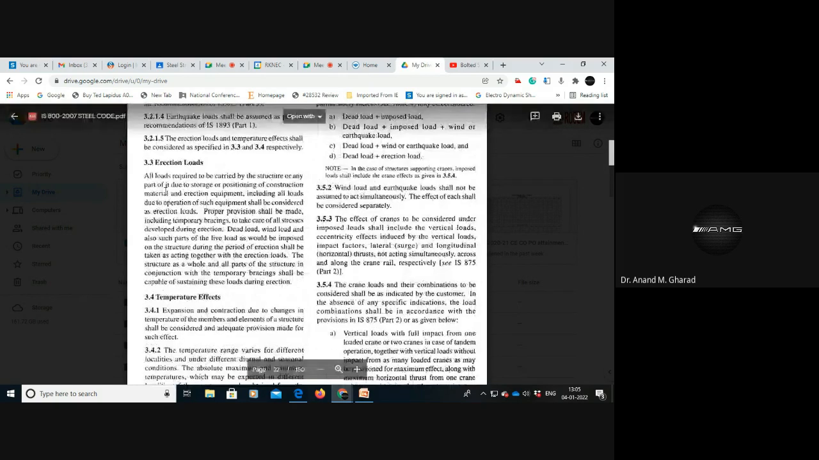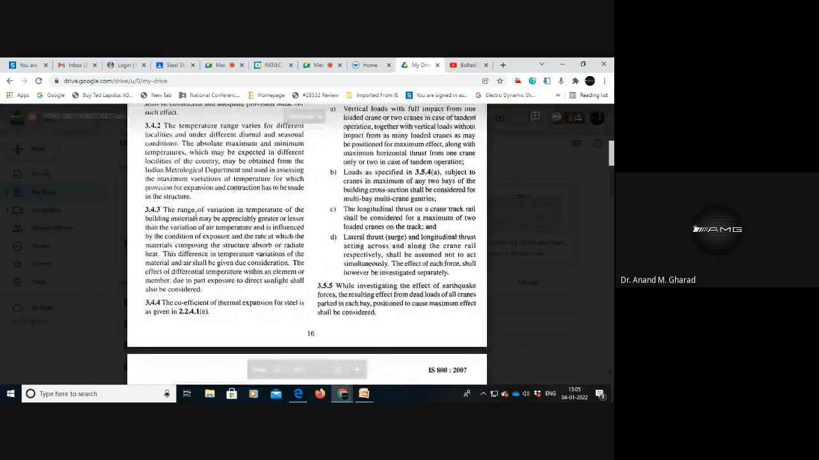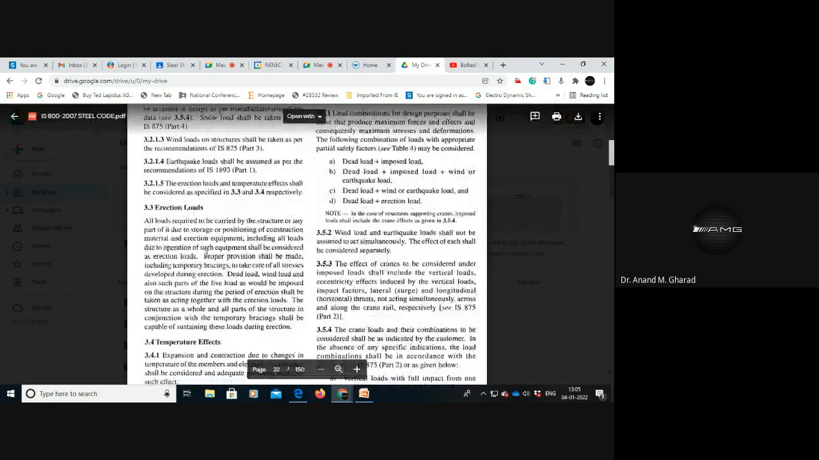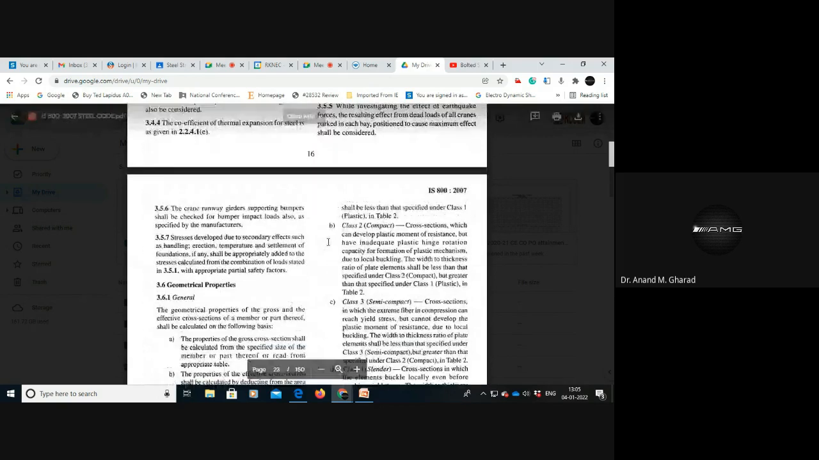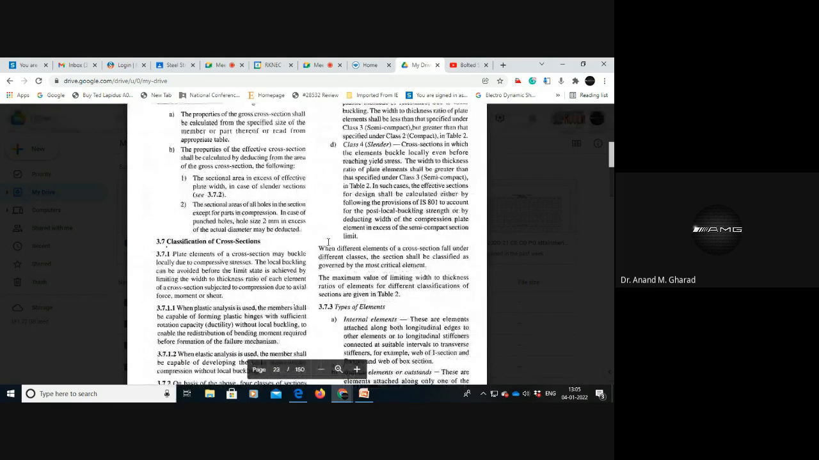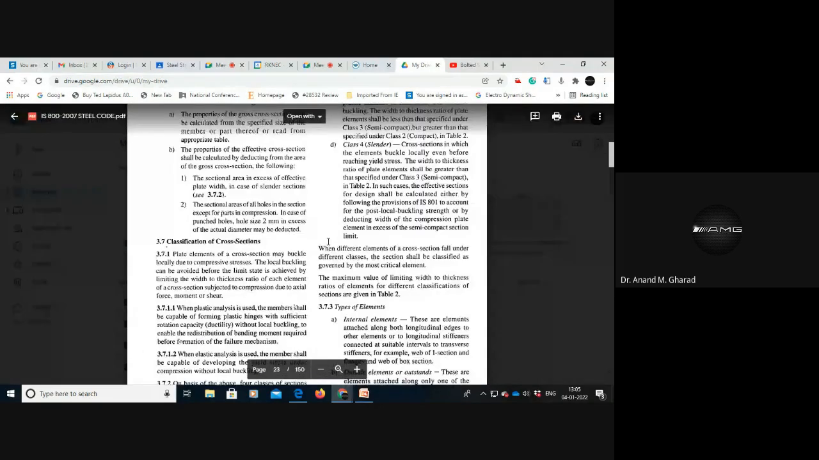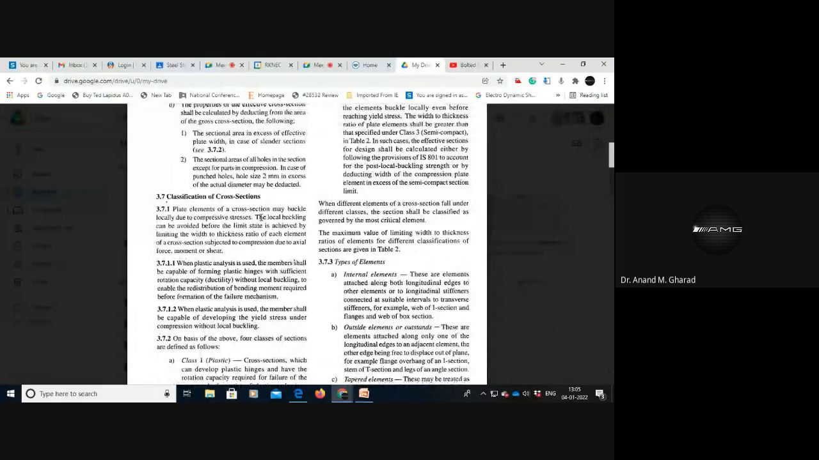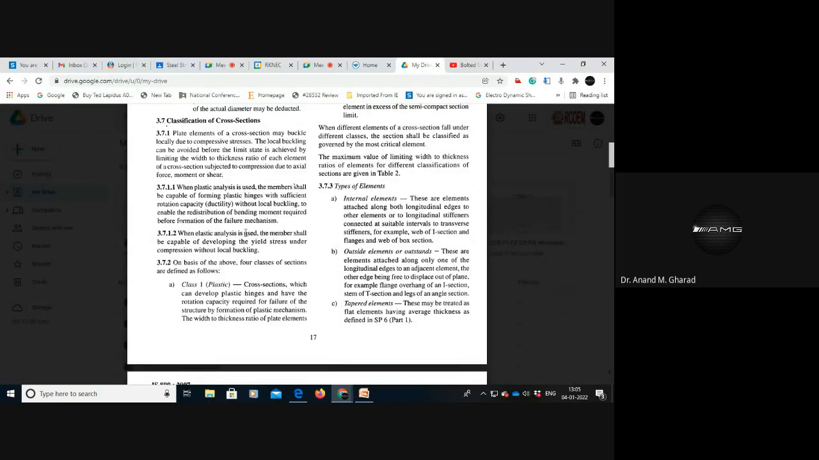Then the erection loads, temperature effects, all these things I have discussed in brief. So this I will browse. Now this is important. Dekho, classification of cross sections. And again I am repeating, this is for beam.